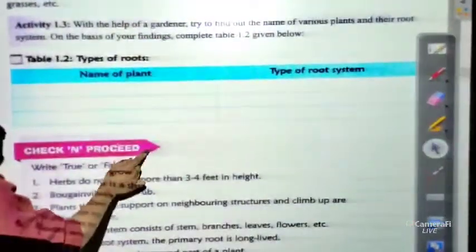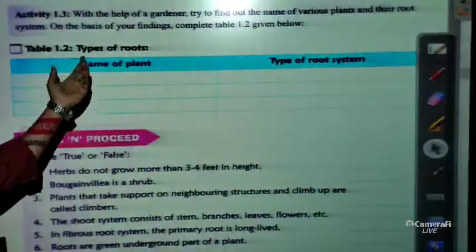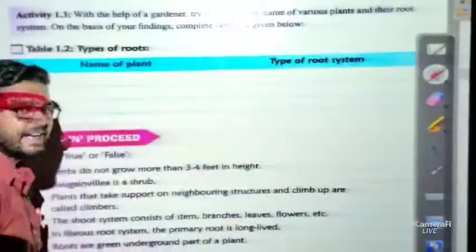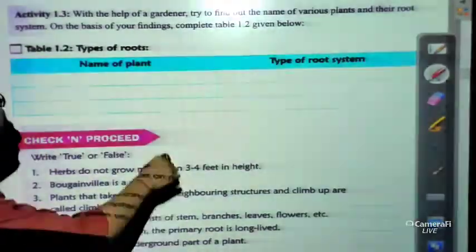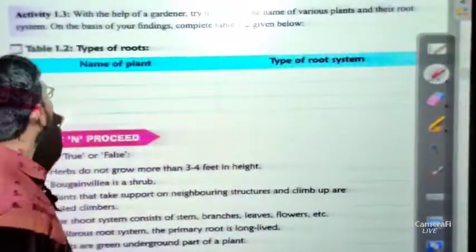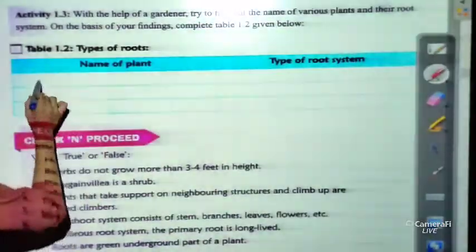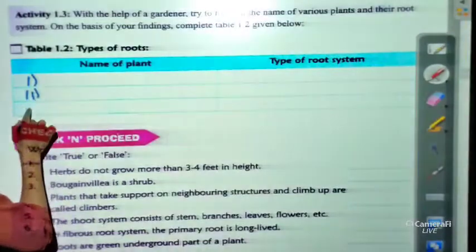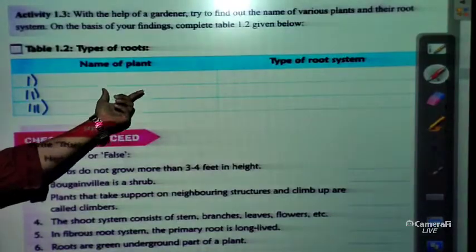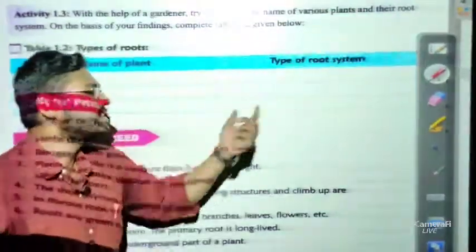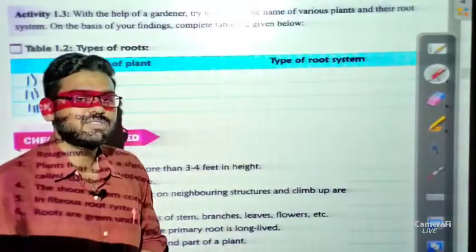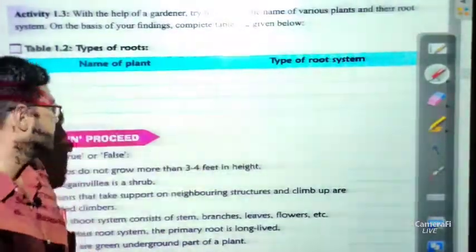If this portion is clear, then again an activity is there. Just have a look, which we call activity 1.3. So what you have to do in this activity? Basically, with the help of a gardener, try to find out the names of various plants and their root systems. You have to write the plants, 1, 2, 3, three places are there. You have to write the name of the plant and what type of root system is there. That means whether taproot system or fibrous root system is there. So you have to mention it here.